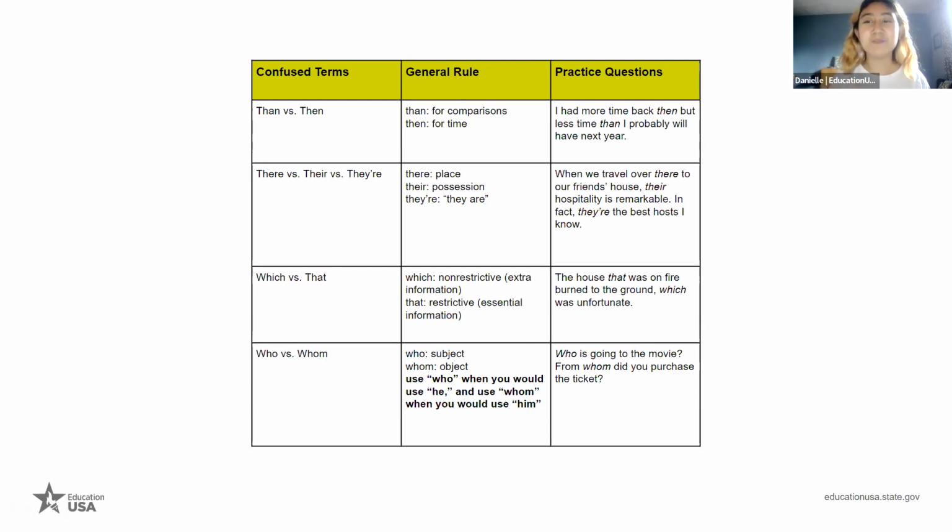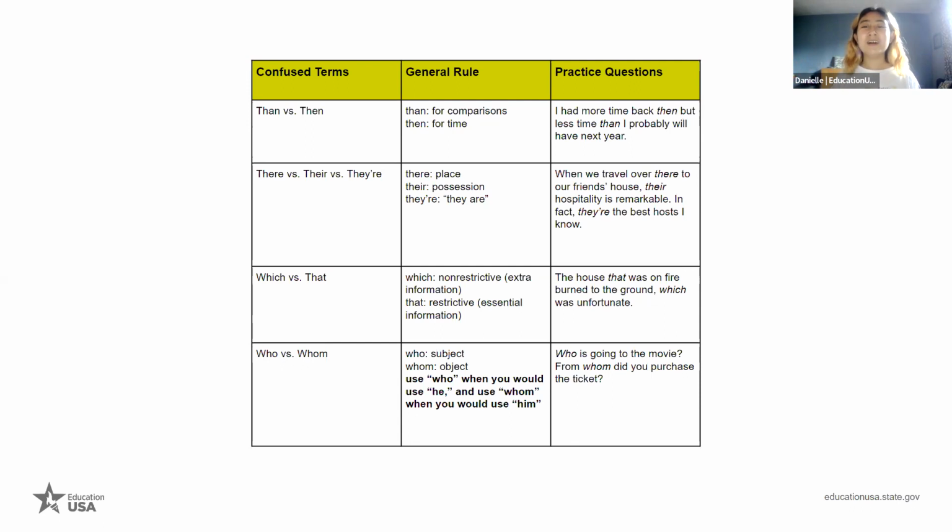Okay, then and than. I've messed these up a lot and I didn't really know the rules, but now you do. Now you are a big brain. Then is for comparisons. Then is for time. Example: I had more time back then, but less time than I will probably have next year.